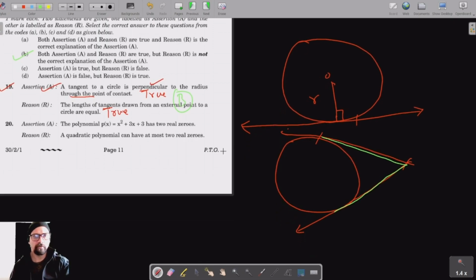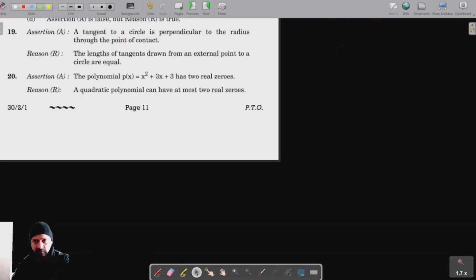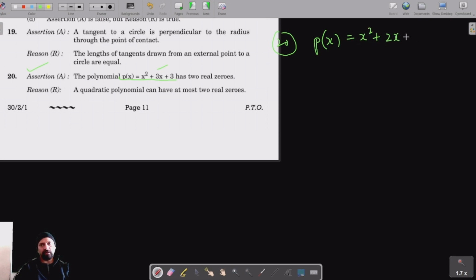Let's move on to question number 20. It's given that for the assertion, the polynomial p of x is equal to x squared plus 2x plus 3 has two real zeros. We have to check that, and for that, we have to find the discriminant. The polynomial is x squared plus 2x plus 3, where a is equal to 1, b is equal to 2, and c is equal to 3.